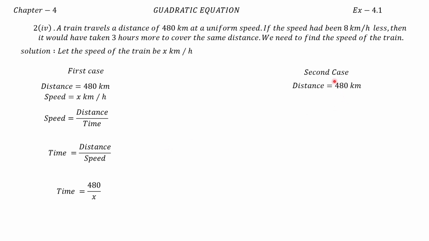And the second case: the distance is the same, and from the question, if the speed had been 8 kilometers per hour less, it means that speed is equal to x minus 8 kilometers per hour. So the formula of time is distance by speed. Substituting the values, distance is 480 and speed is x minus 8. So we get this. This is the time after the speed has been 8 kilometers less.